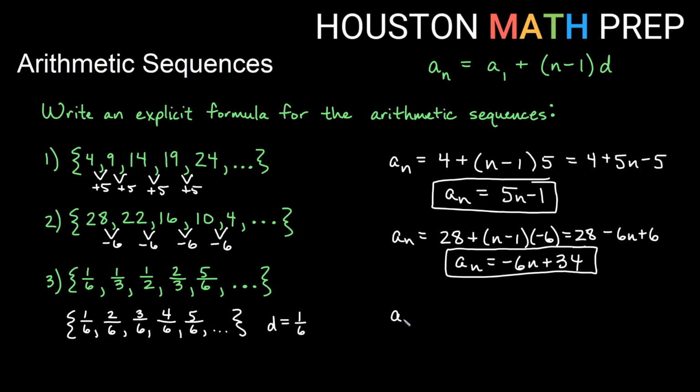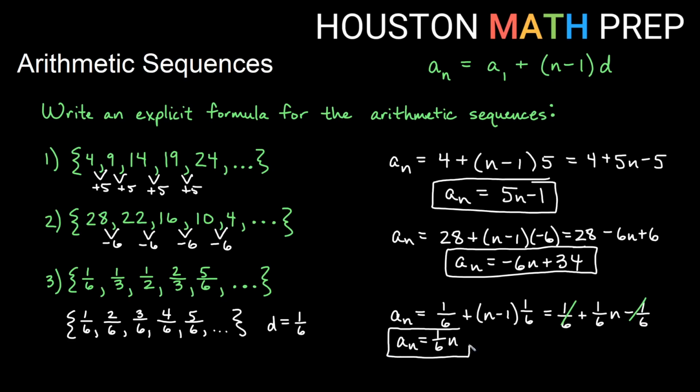So for this one, our a sub n formula is going to be the first term, which is 1 over 6, plus n minus 1 times the common difference, which is 1/6. We can go ahead and distribute like we did before: 1/6 plus 1/6 n minus 1/6. And you might notice that the plus 1/6 and the minus 1/6 really become 0 when we add them together. So really, we just get a formula of a sub n equals 1 over 6 times n for this one.